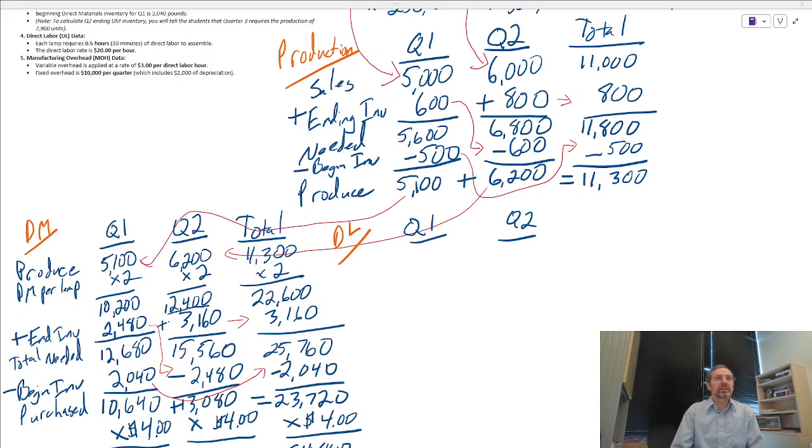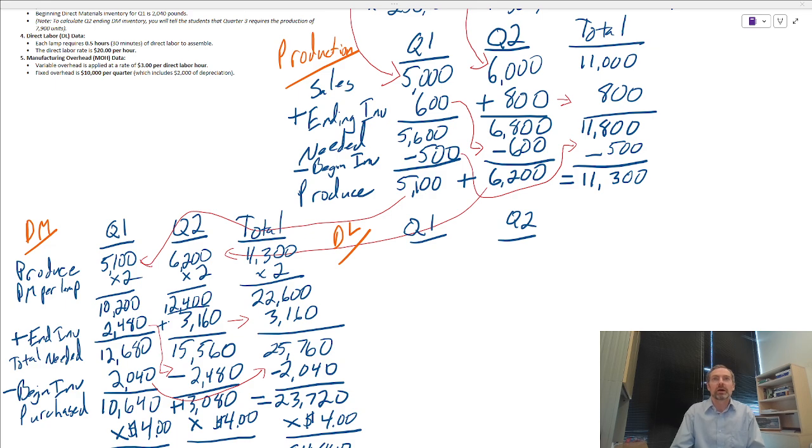All right, so in the problem, we are given that each lamp requires 30 minutes, or half an hour, of direct labor to assemble. And the direct labor rate is $20 per hour. All right, this one is a little bit simpler than the direct materials budget. We already know how much we are going to produce, and this comes from the production budget.